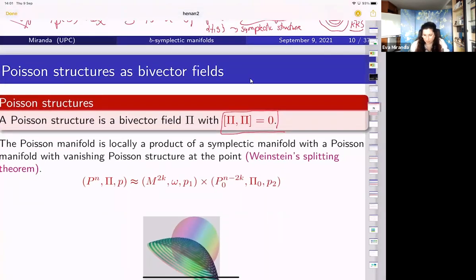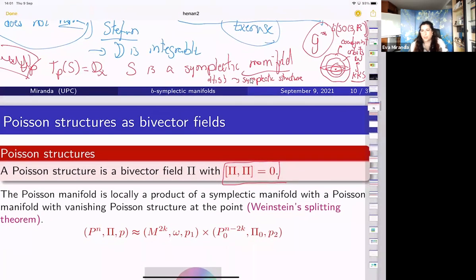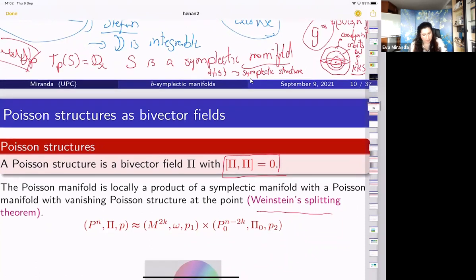The question is, how are things differentiably? Do I have a Darboux theorem for a Poisson structure? The answer is no, not in general, not at all. The best you can do was done by Weinstein, and it's called the Weinstein splitting theorem.